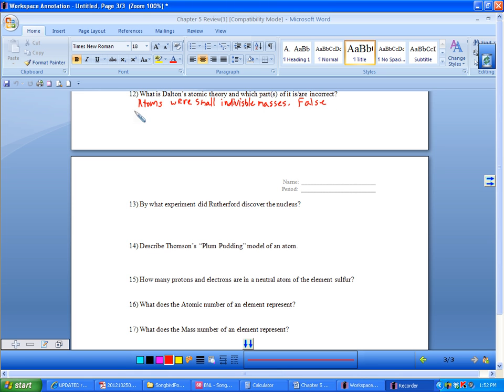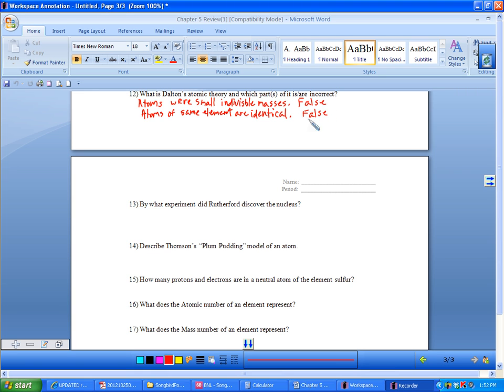And then he said that all atoms of the same element were identical. But we know that there are isotopes, so that won't be true. Now they do all have the same number of protons, but their neutrons can differ. Because of isotopes, we know that that's a false statement.